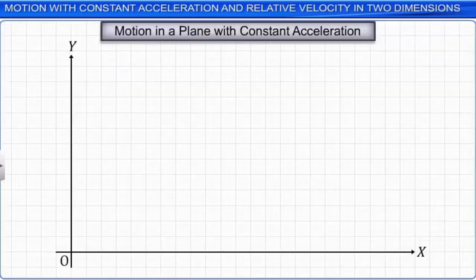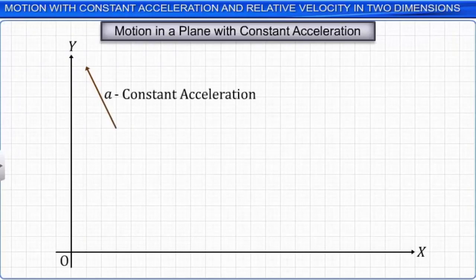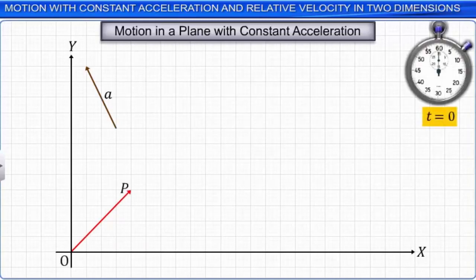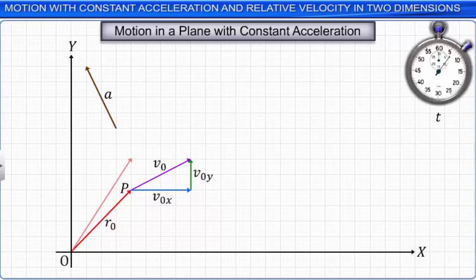Consider a body moving in the xy plane with a constant acceleration a. It is located at point P at time t is equal to 0, which has a position coordinate r0 and velocity v0. It reaches point P' at time t is equal to t seconds, and has a position coordinate r and velocity v.